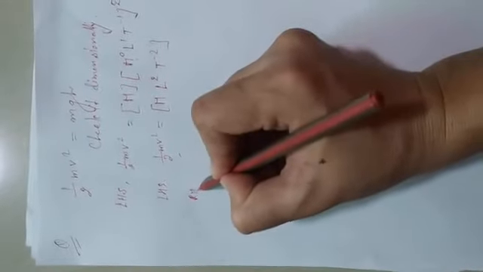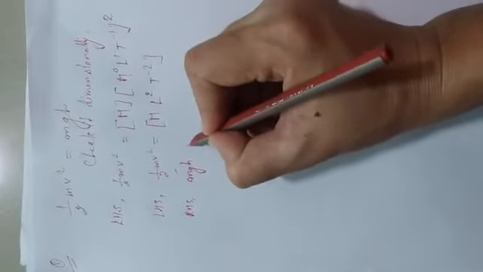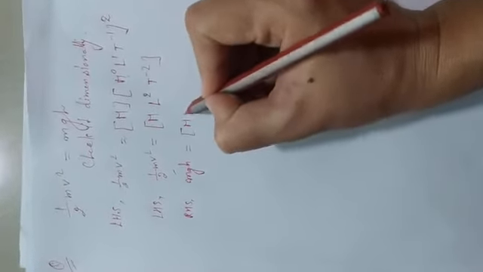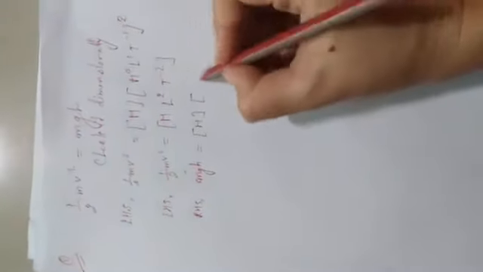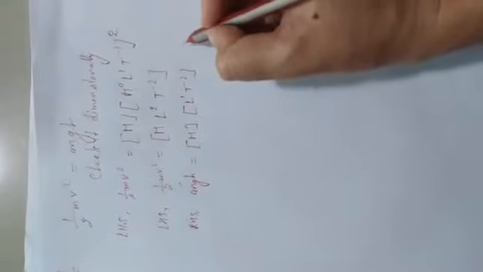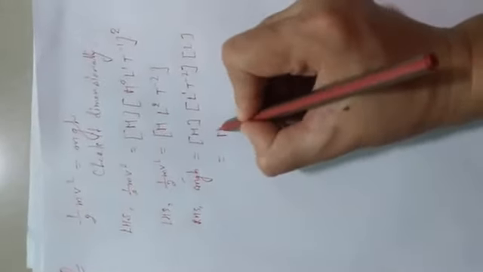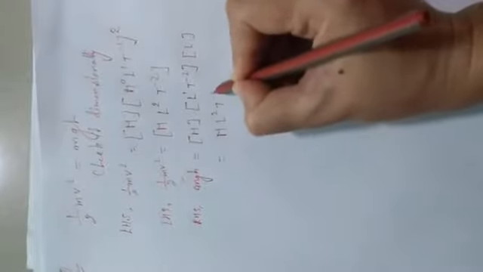Now we will take the RHS. Our RHS is equal to mgh. Then we will write the dimensional formula of these terms. For m we will write M. G is the acceleration due to gravity, so the dimensional formula for acceleration is L1 T minus 2. And h is the height, so for height we will take length L. Now dimensionally we can write M L square T minus 2. This is the dimensional formula of mgh.